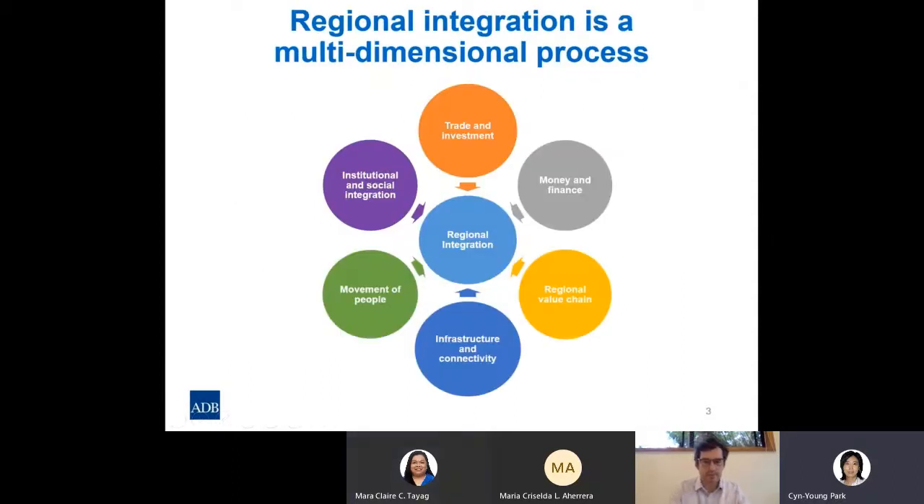Regional integration, as we all know, is a multi-dimensional process. We categorized these 6 pillars that are known to be very important for regional cooperation and integration. These 6 dimensions include trade, investment, money and finance, regional value chain, infrastructure and connectivity, movement of people, and finally, the institutional and social integration.